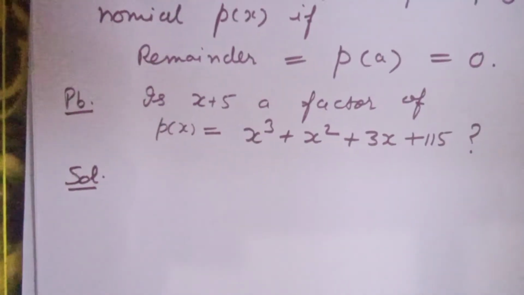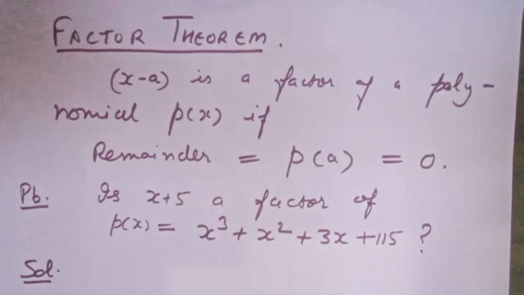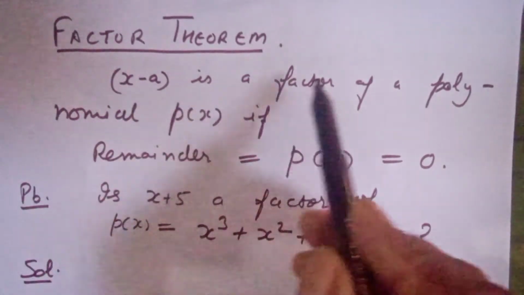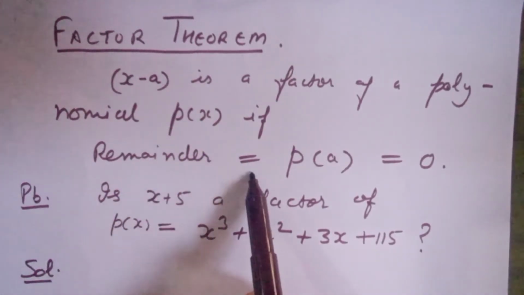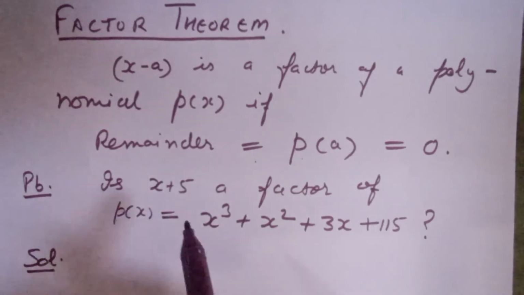So friends, this takes us to our factor theorem. The factor theorem says x minus a is a factor of the polynomial p(x) if the remainder p(a) is equal to 0. This is the statement of the factor theorem. Note it down, then note down this question also. Now let us try to solve this question. What does the question say?